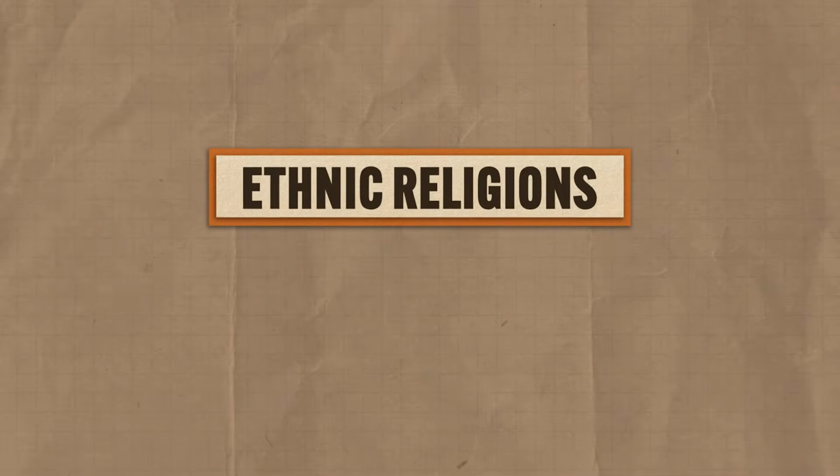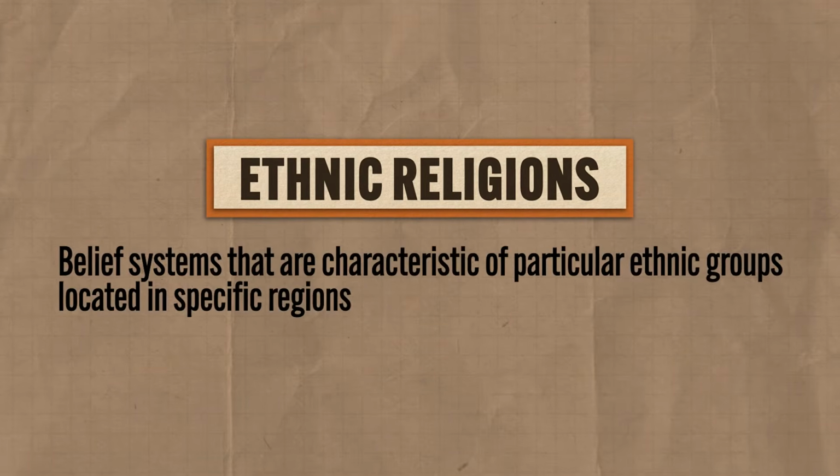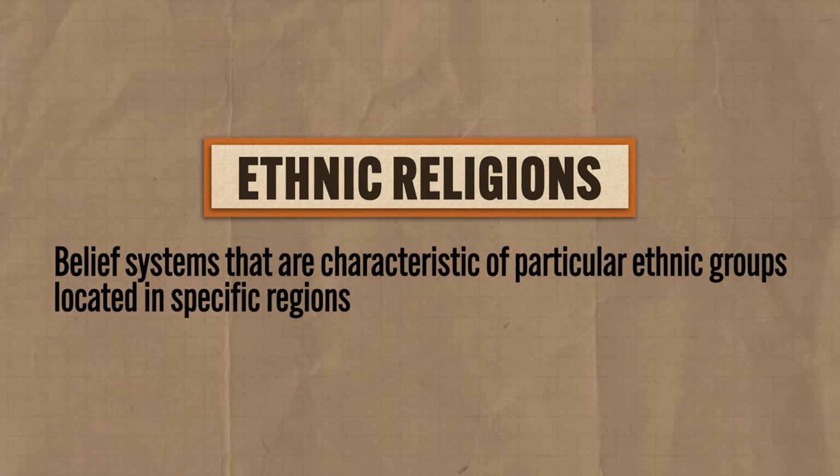And then second, we have ethnic religions, which are belief systems that are characteristic of particular ethnic groups located in specific regions. And here you have religions like Hinduism, Judaism, and Shintoism. Now, ethnic religions are less amenable to diffusion because they are tied so closely to the culture from which they originated, and the beliefs and practices cannot be easily transferred to other cultures.